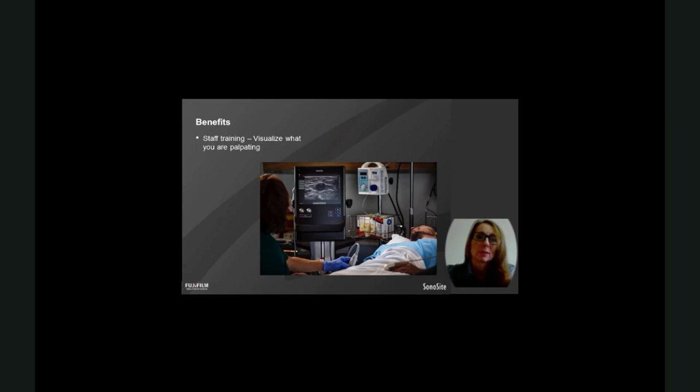I find it really helps with staff training. You're able to visualise what you're feeling and visualise what you're listening to, and you learn a lot quicker when you're actually able to see the picture and then feel and say, okay, that's what I'm feeling, that's what that feels like. This is the centre of the vessel, this is the wall, this is a branch, this unusual thrill is a little branch or a collateral, or this is a stenosis. So it really helps us to be better trained even without ultrasound. So I find that it's a fantastic tool for teaching staff.